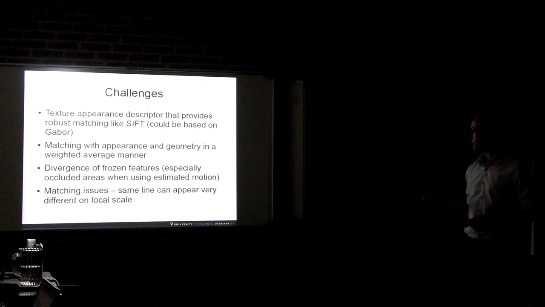Then we have a problem when we estimate the motion: our frozen features might not converge or stay at the object. As it's a very local feature, it might diverge away from the object. We have no global constraint that keeps features together.